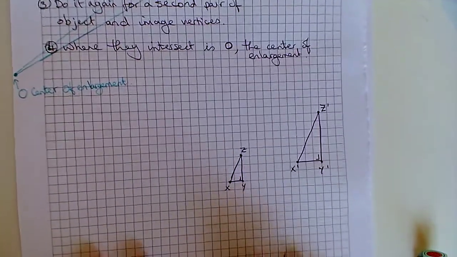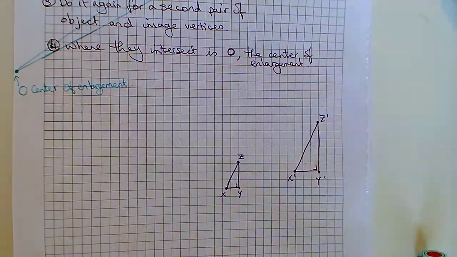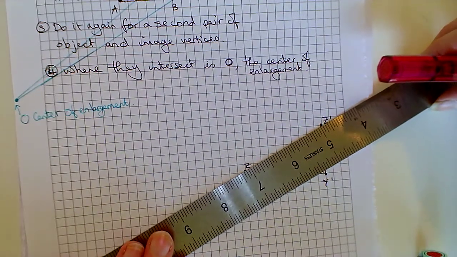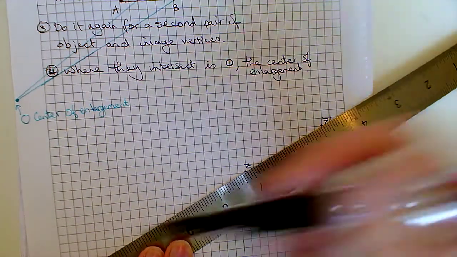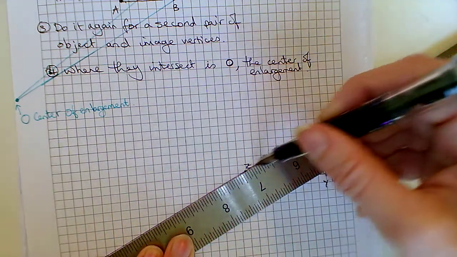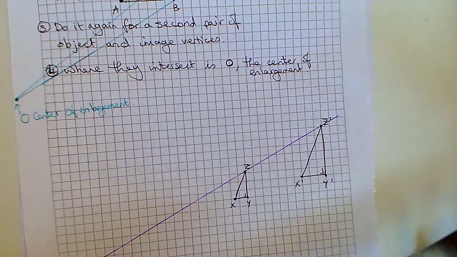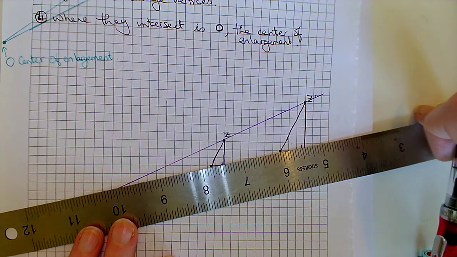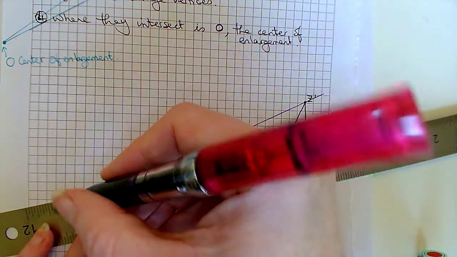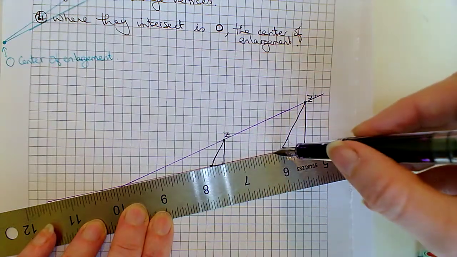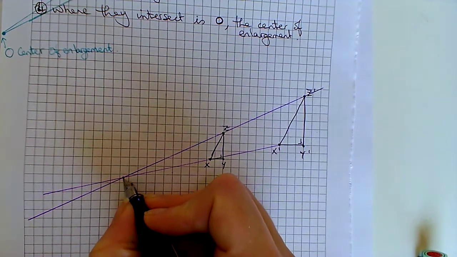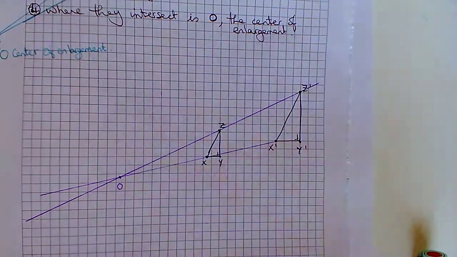Okay, so we're going to construct the center of enlargement of this and pick any two vertices and draw a line going through them. So z to z prime. And go right across the page with the line. Then x to x prime, like this. Again, we're going to go right across the page. You can see that we got our point of intersection already. So that is O, which is our center of enlargement.